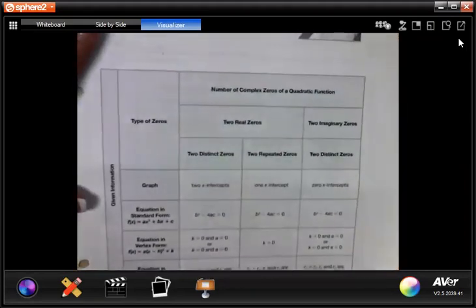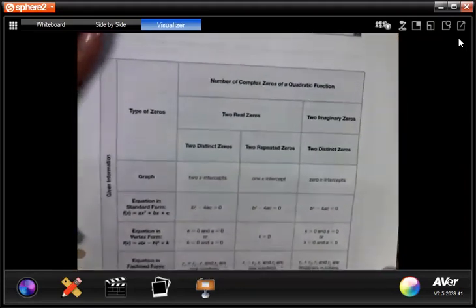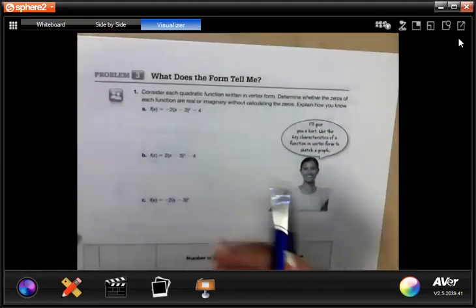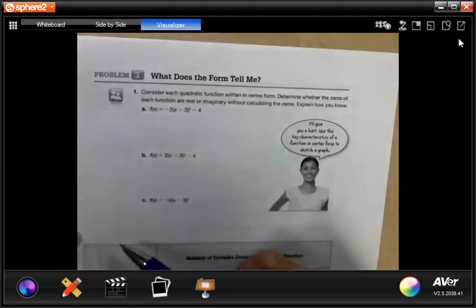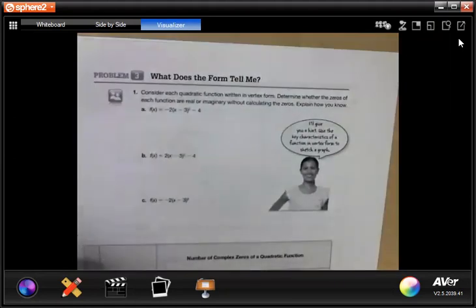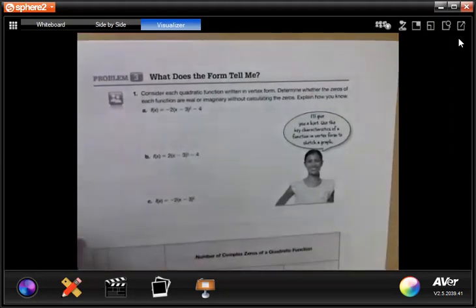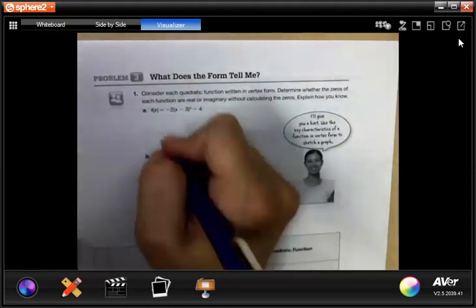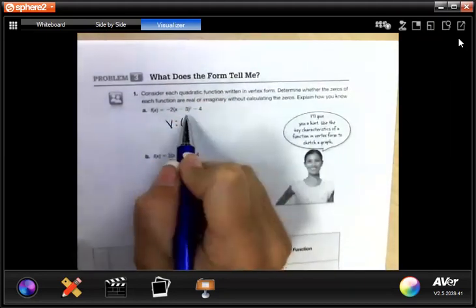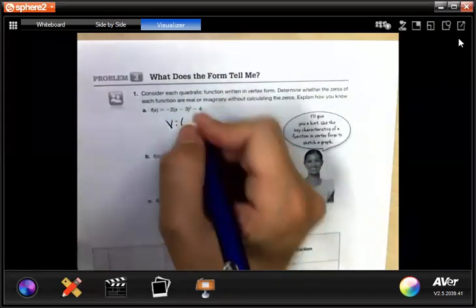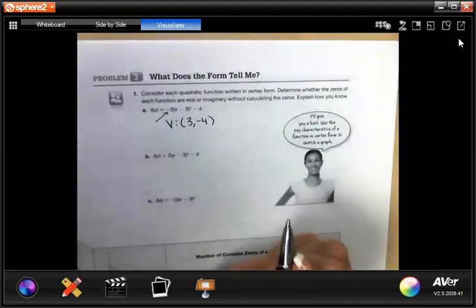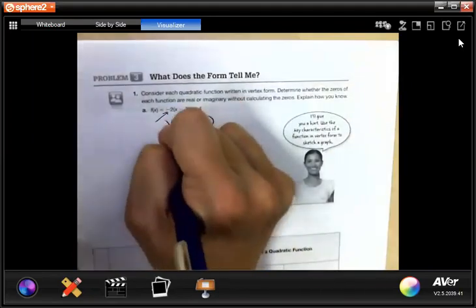All right, on the next page of your notes, you do have some in a different format. It's not in the standard form, it's in the vertex form. You can also determine how many solutions there's going to be from that form if you think about the characteristics. So looking at this one right here, it is in the vertex form. The vertex form gives us the vertex, which in this case would be 3 and -4. It also gives us our concavity. Because it's negative, we know it's going to be concave down.